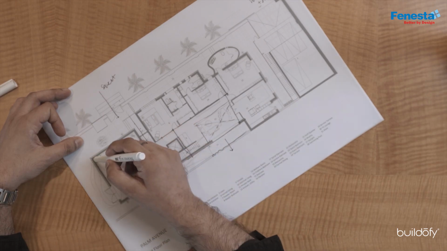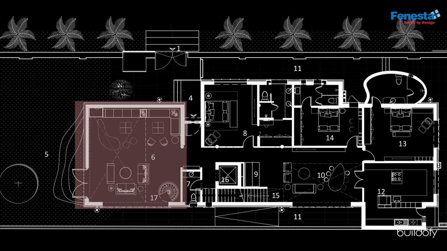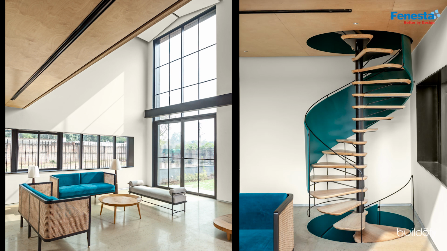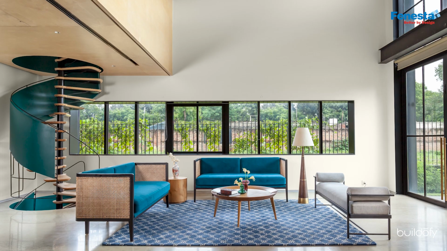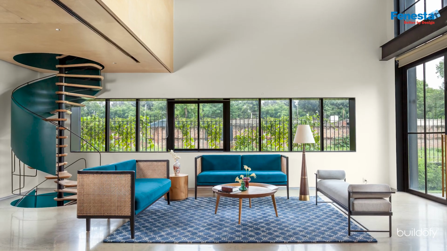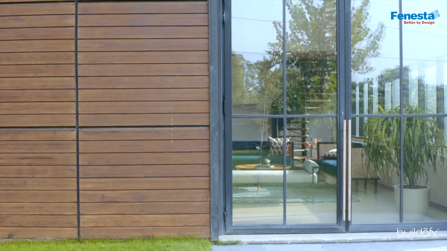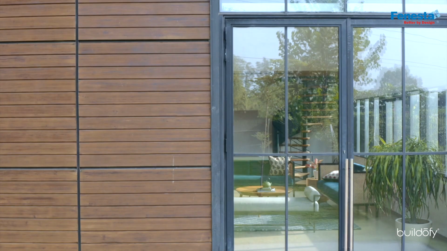Here, as you enter, is the formal living space, which is about 8 meters by 8 meters and 8 meters tall, with a sculptural spiral that takes you through 3 levels: formal dining upstairs, a den downstairs, and the formal living area, which is overlooking the olive tree and overlooking bougainvillea here.